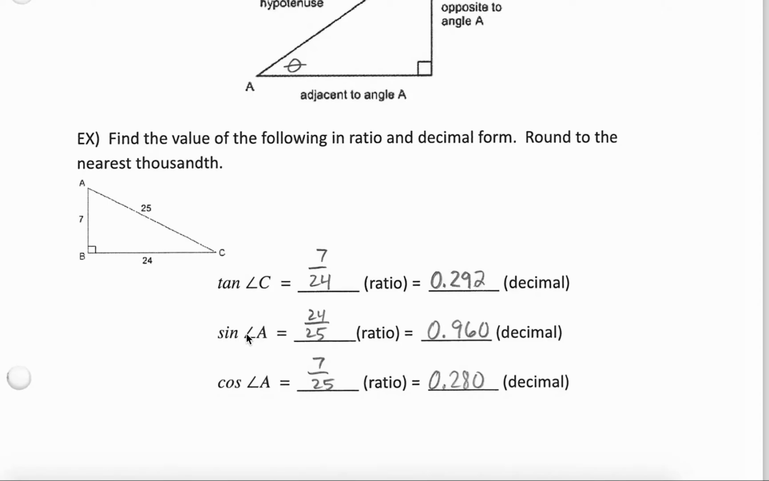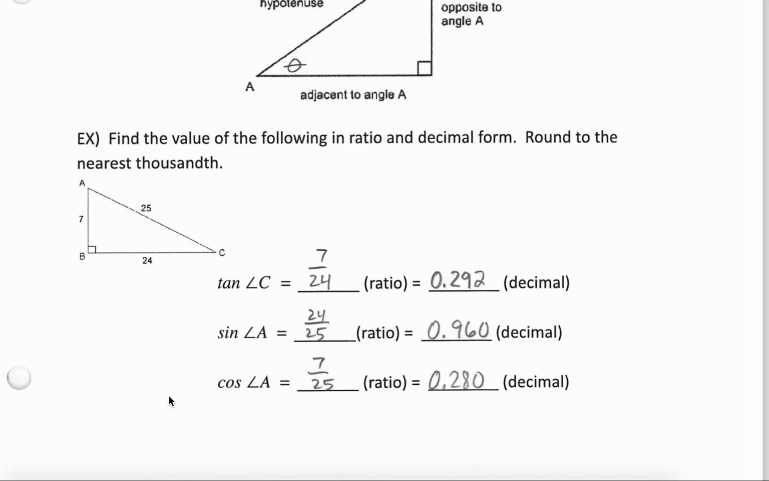For the sine of angle A, though, now we're changing our angle of reference. Now my opposite side relative to angle A is going to be 24. My hypotenuse isn't going to change. That's always going to be 25 in this case. So the sine ratio is opposite over hypotenuse. Cosine of angle A, staying at angle A here, so no need to relabel our triangle. Adjacent to angle A is going to be the side length 7 here, and hypotenuse is still 25. So cosine is adjacent over hypotenuse. 7 over 25 will be our ratio.